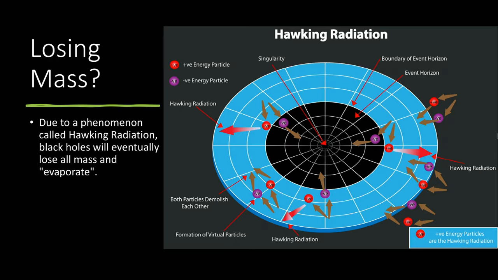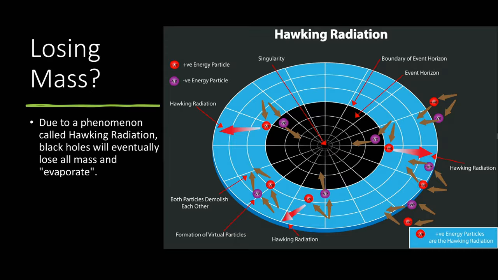And so this process is called Hawking radiation, named after Stephen Hawking, who came up with this idea. And so the consequence for black holes, if there's no mass falling into the black hole, you just have a black hole by itself out in space, then over time, this process of Hawking radiation will lead to the negative energy particles falling into the black hole, and eventually the black hole is going to lose all of its mass.